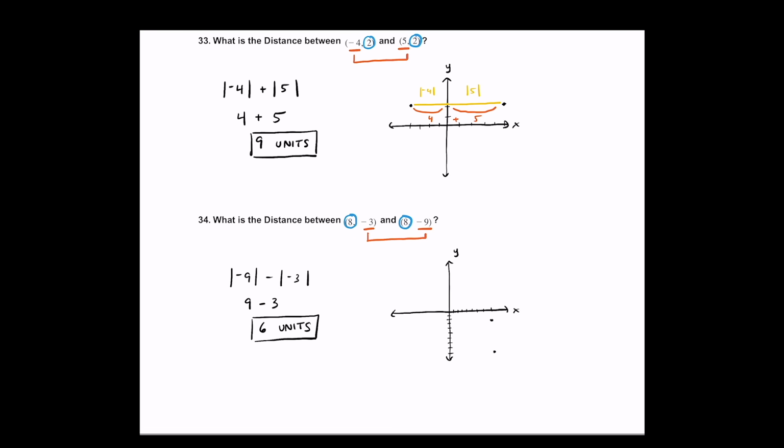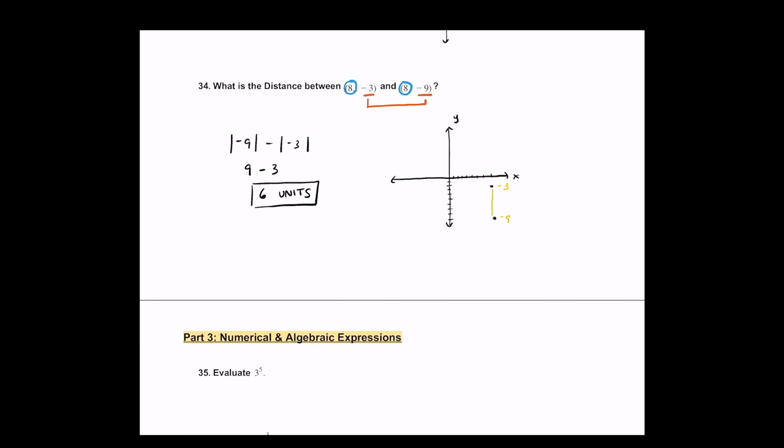Roughly, this other point is down here. So the question is, how far are these 2 dots from each other? If this one's at -9 and this one's at -3, they're just 6 away from each other. They're not crossing 0, so you don't have to add a distance on the other side. You just subtract them. Okay, all right, that's 34.